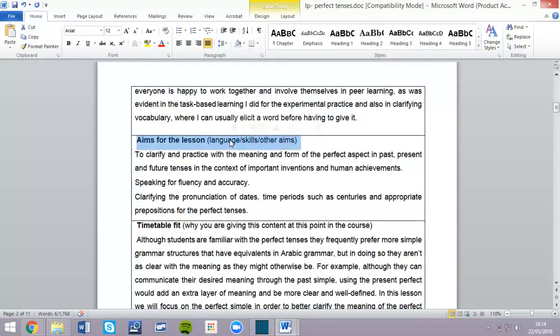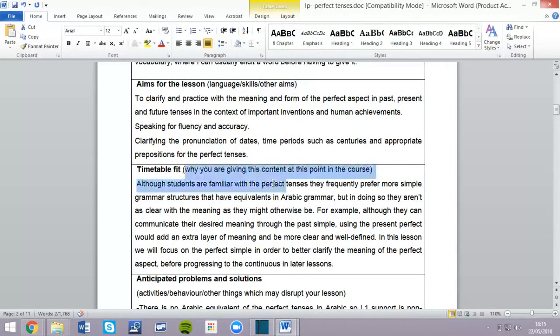The main aim, a grammar point, a language point, a vocabulary, a skill, particularly which skill. And then there might be some other aims, such as 21st century skills, things like collaboration or autonomy, which may be the aim of some lessons also, particularly with young learners.